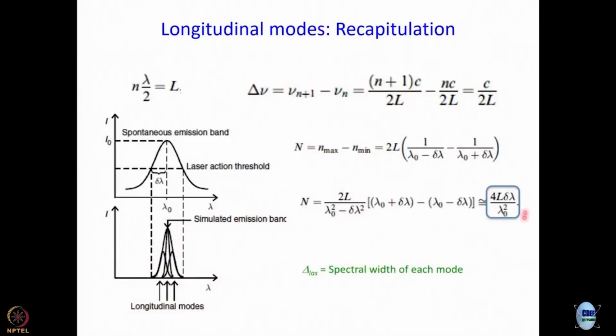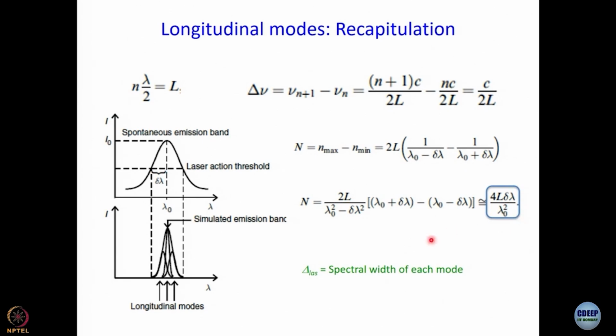I have this bad habit of saying normal modes all the time. So, if I say normal mode by mistake, I really mean longitudinal modes here. I do not mean normal modes of vibration or any such thing. This is another important quantity that we are going to use. I do not expect you to remember it, but better write it down. It is going to come in handy later on. The total number of longitudinal modes is 4L delta lambda divided by lambda 0 square.